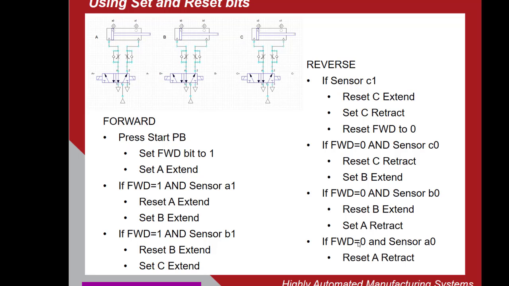And then at the very end, as soon as A is fully retracted and it hits the A0 sensor, we're going to reset the A retract. So when we're done, there should be no solenoids on.